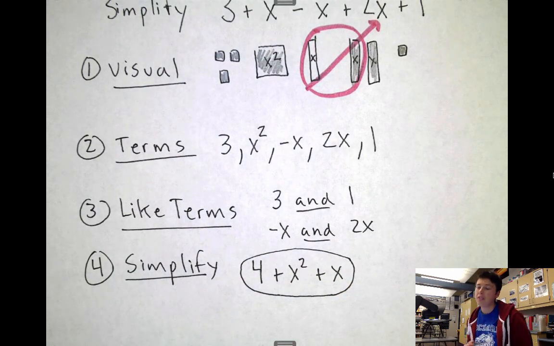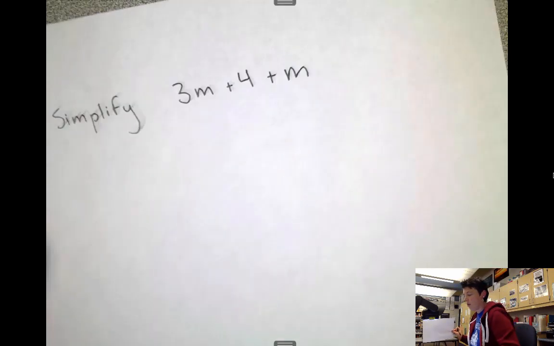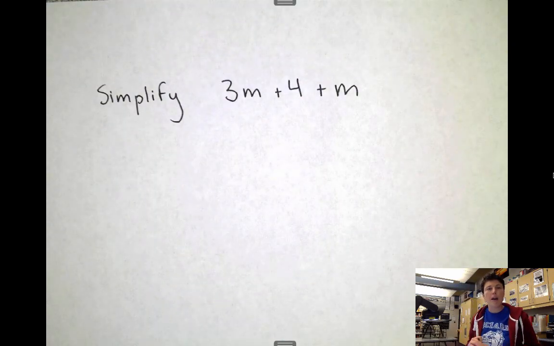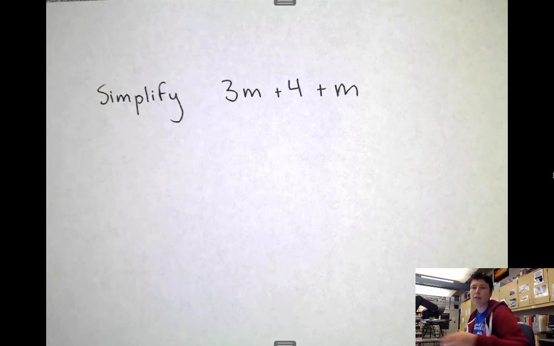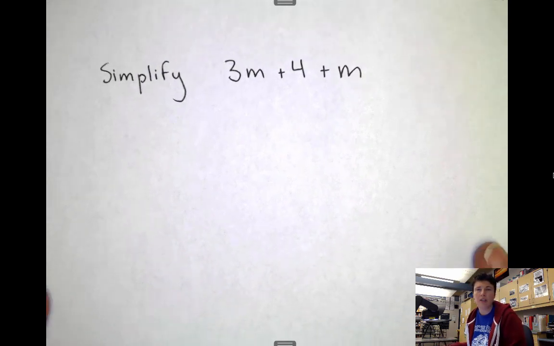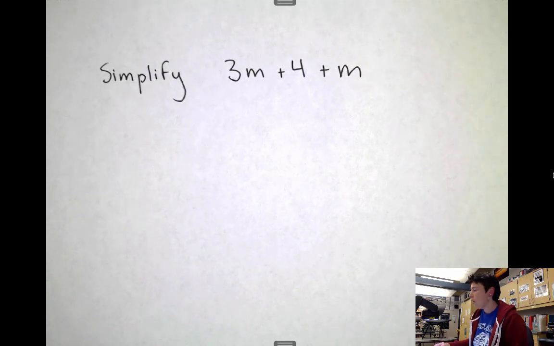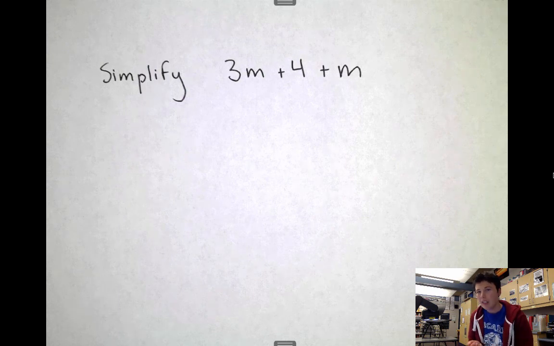Now eventually we're going to start changing up the variables. Not everything's going to be x's and y's. So I'm going to show you a final example today in this video where I'm using a totally different variable, and I'm calling them m's. Simplify 3m plus 4 plus m. Okay, so in class, we've been using the little algebra tiles, but we don't have an m tile. There's no such thing as an m tile. But we can make one up really easily.